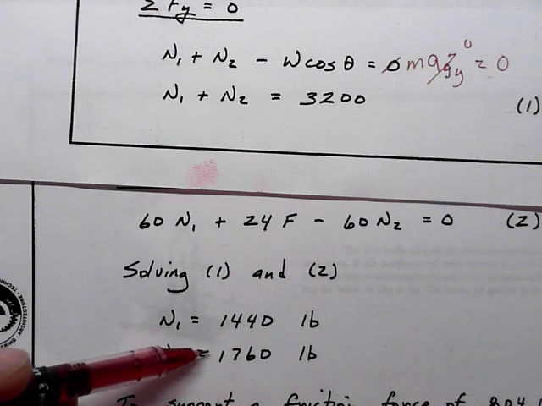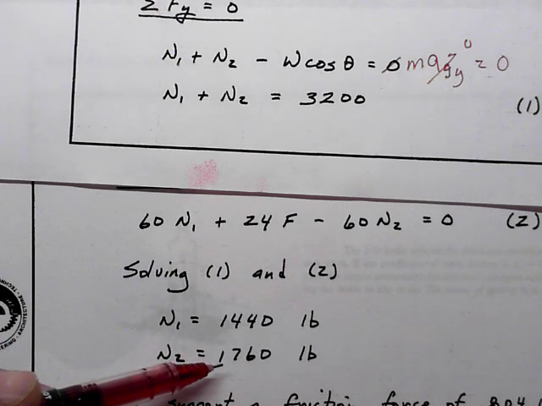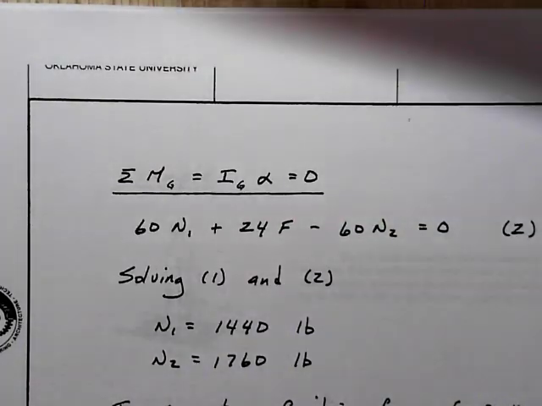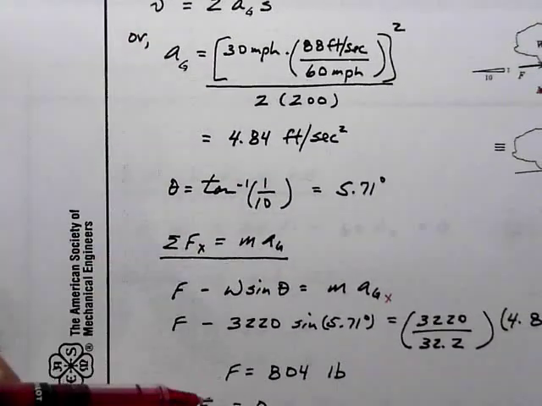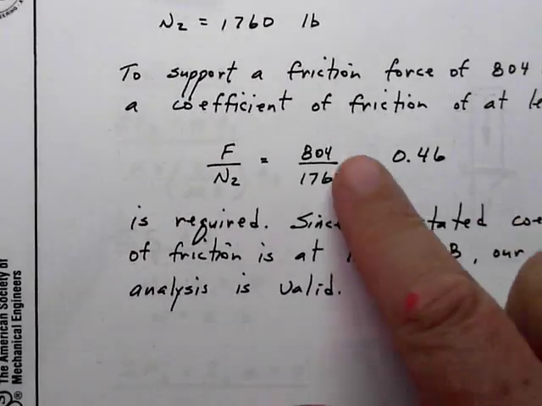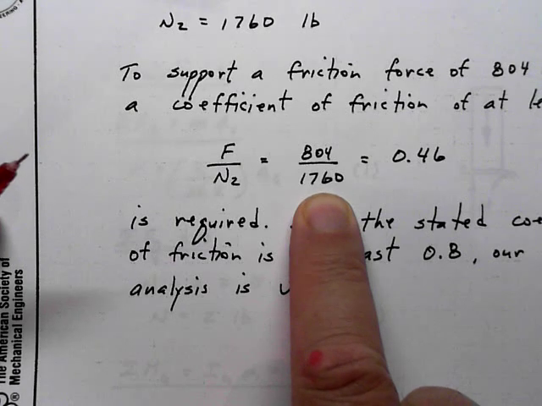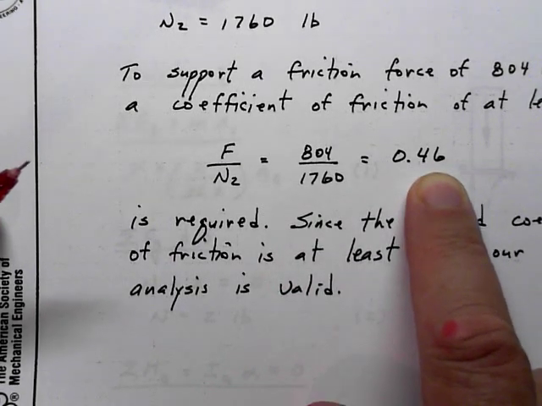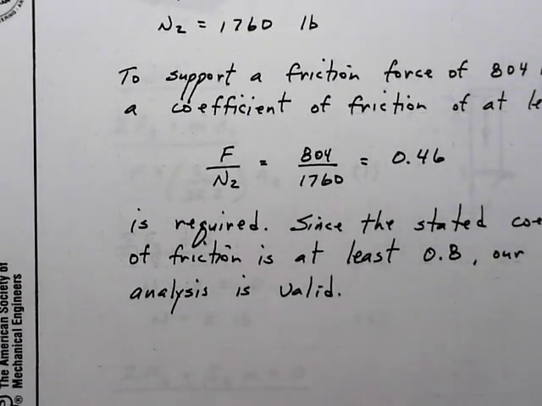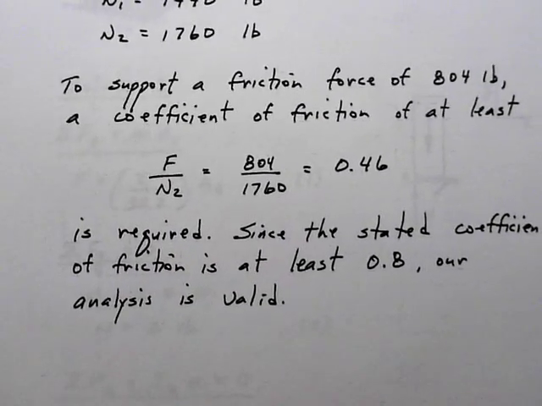But there is one nagging question remaining: do the tires have sufficient coefficient of friction to produce the friction force that was needed to produce this acceleration? So we need to test that and see if this problem is possible. If you recall, our friction force was 804 pounds, and our coefficient of friction is no more than 0.8. And so 804 pounds divided by the rear wheel normal force would give us a coefficient of friction required to accelerate of 0.46, which is less than the 0.8 which is available, and so this problem hangs together and makes sense.